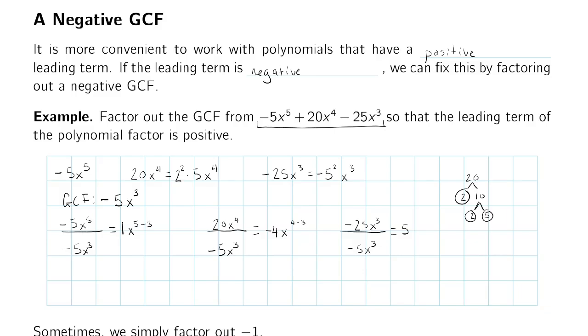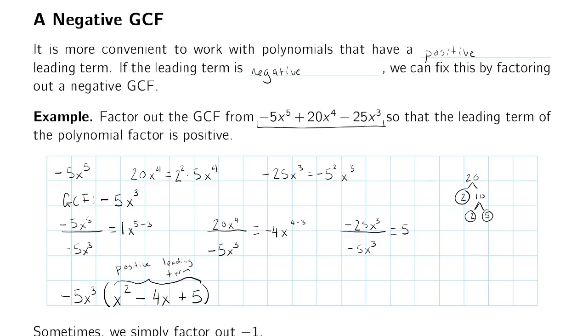So when we factor out our greatest common factor of negative 5x to the third, we're left with, in our first term, x to the power 2, right? 5 minus 3 is 2. In our second term, negative 4x to the first power, right? 4 minus 3 is 1, plus positive 5. And now this factor has a positive leading term.